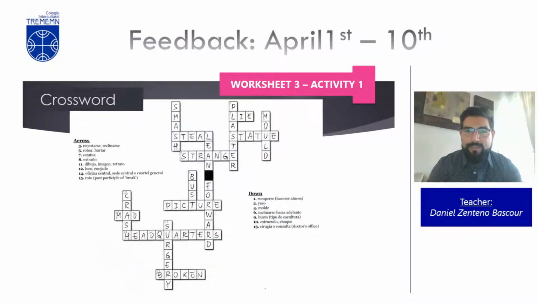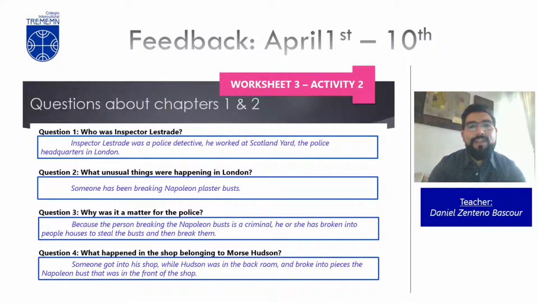The crossword. This is now the worksheet 3. Here you had to work on some of the vocabulary that are provided in Spanish, and you could see how this fits into this crossword. So here you have all of the answers. You can self-assess yourself. Let's have a look at the questions of the chapters 1 and 2.